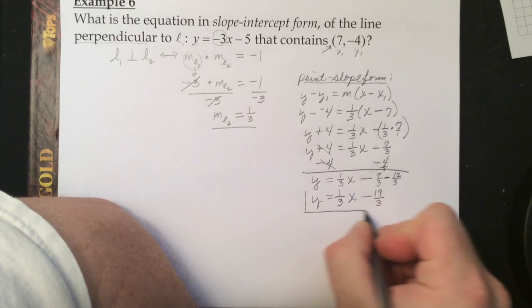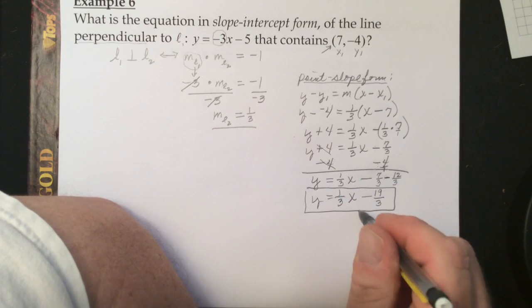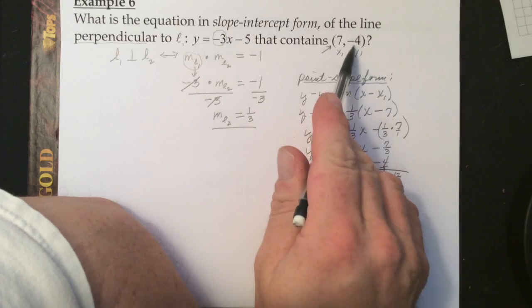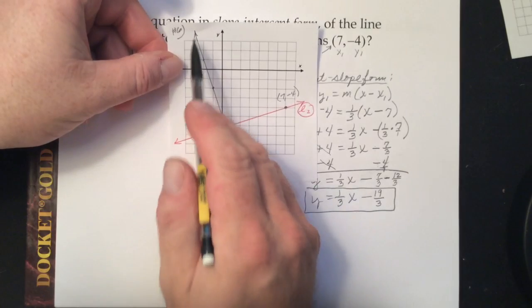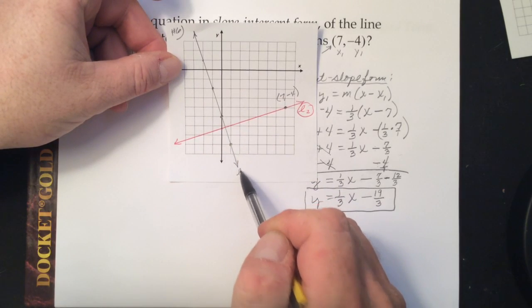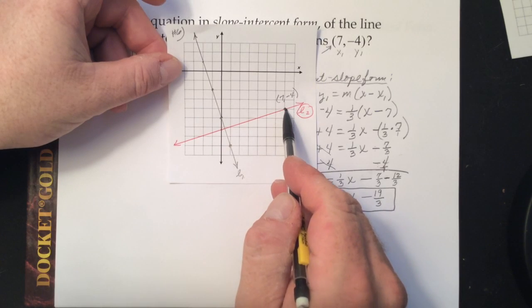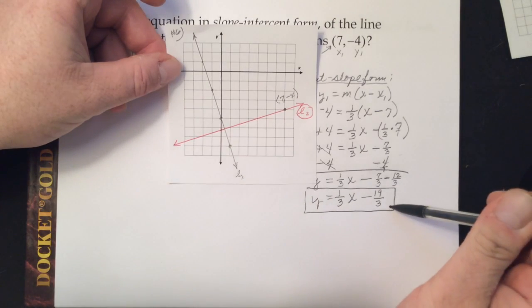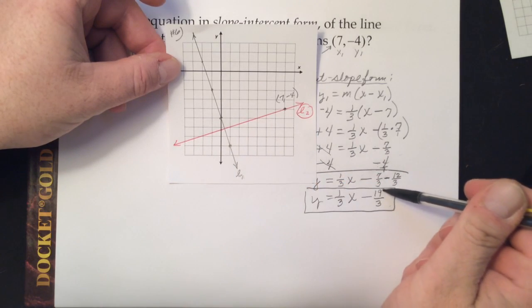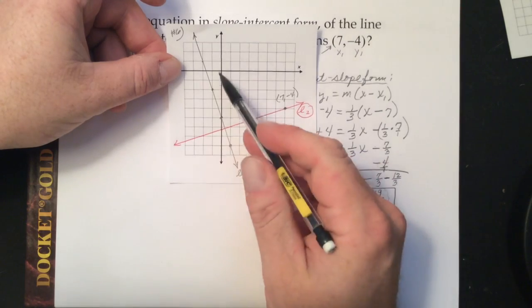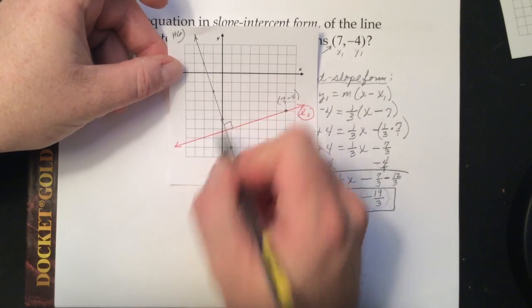Okay, so here you have the equation of the line that's perpendicular to this one and goes through this point. And here is a visual of it on a graph. Here was our original line, line 1, and our point was 7, -4, and the line that we just came up with is this one right here. By the way, the y-intercept is at -19/3 right there. So it's perpendicular.